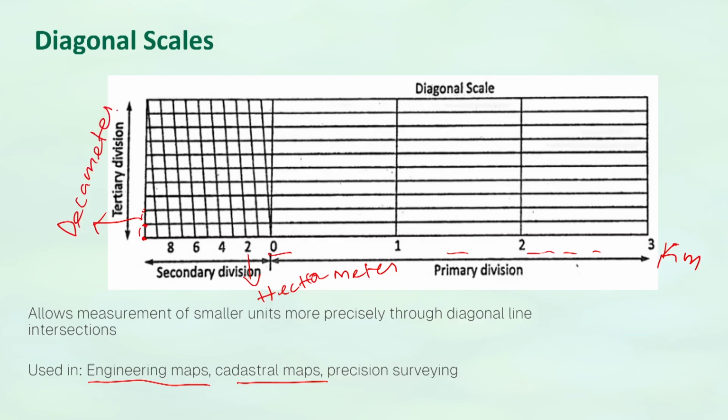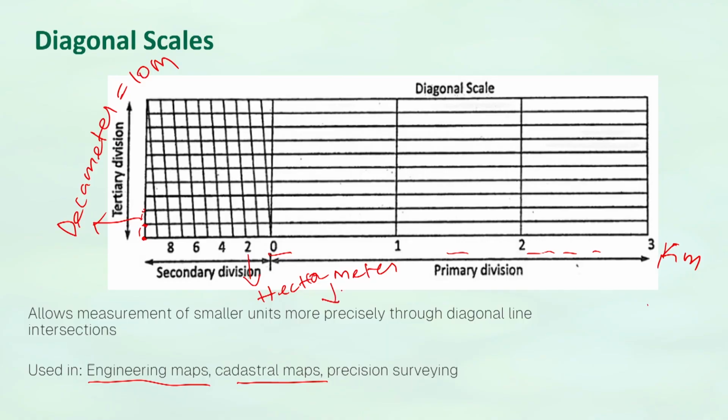Decameter means what? 1 decameter is equal to 10 meter. So, here 1 kilometer means 1000 meter, hectometer is the next immediate lower unit to the kilometer, that is 100 meter. Okay. 100 meter is called hectometer. Then decameter means the next immediate lower unit, that is 10 meter, decameter.